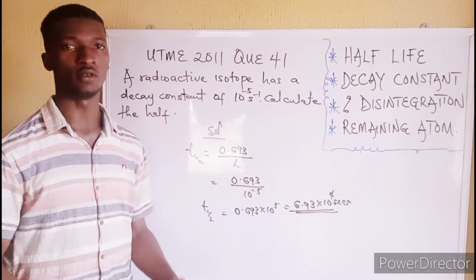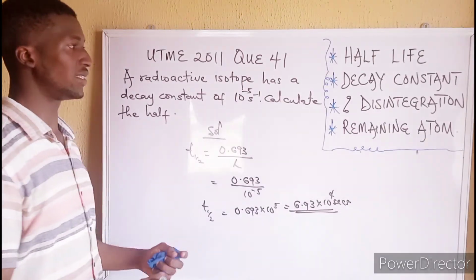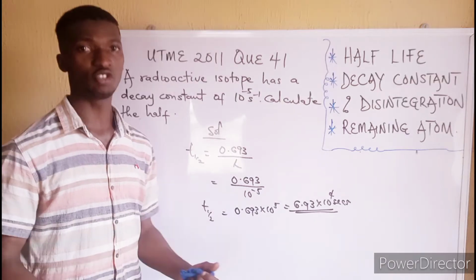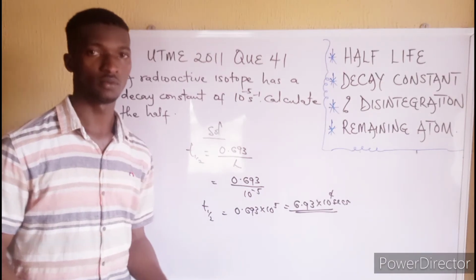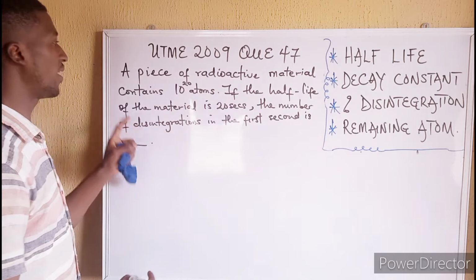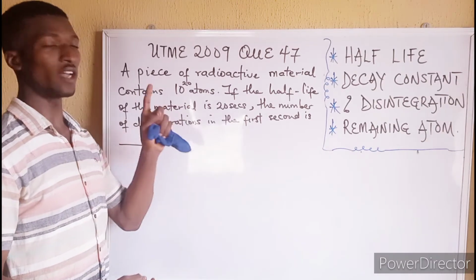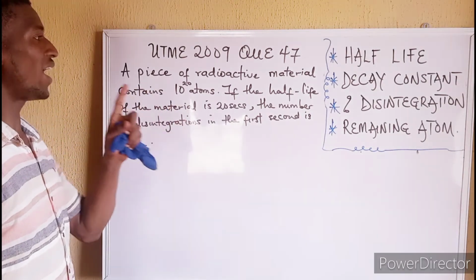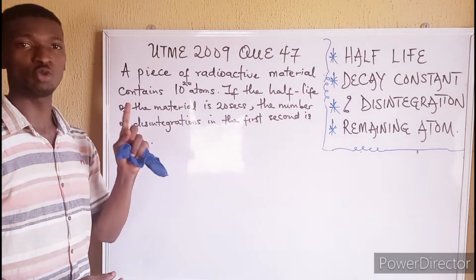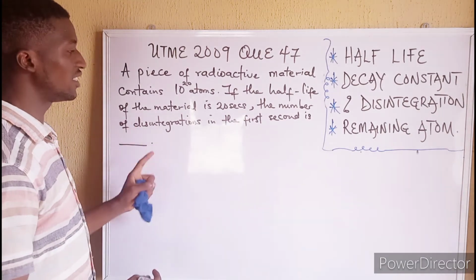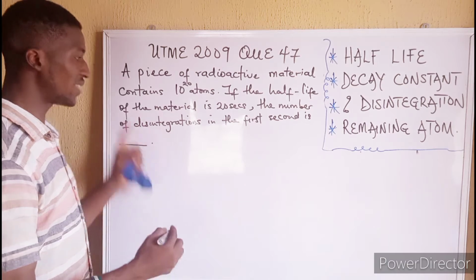We'll take another question, again dealing with the number of disintegrations per second. A piece of radioactive material contains 10 raised to power 20 atoms. If the half-life of the material is 20 seconds, the number of disintegrations in the first second is dash.